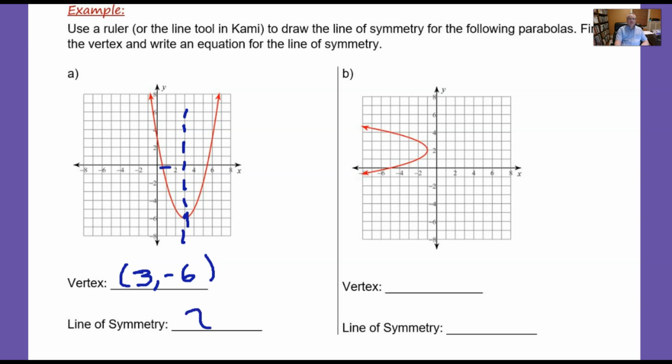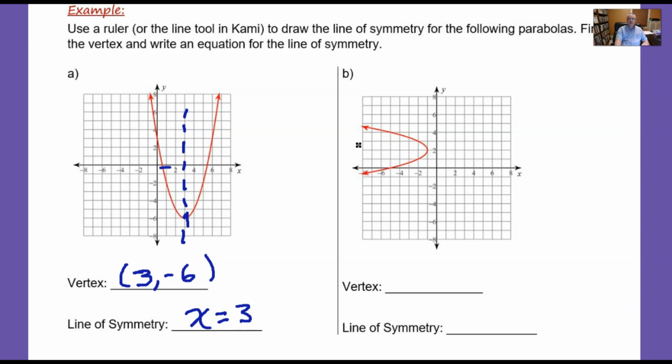The equation for a vertical line like that is very simple. It's all points with x equals 3. This is (3, 0), (3, 1), (3, 2), (3, 3), (3, 4). Any point that has x-coordinate 3 is on that vertical line and satisfies that equation.